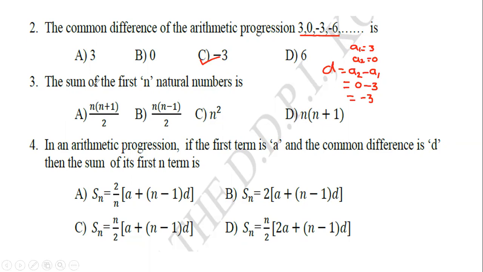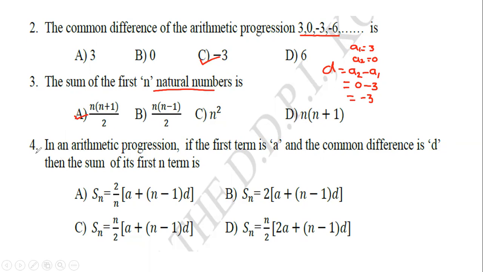Third sum: the sum of the first n natural numbers is dash. Here they clearly mentioned natural numbers. So for natural numbers, what is the formula? n into n plus 1 by 2. So option A is correct.